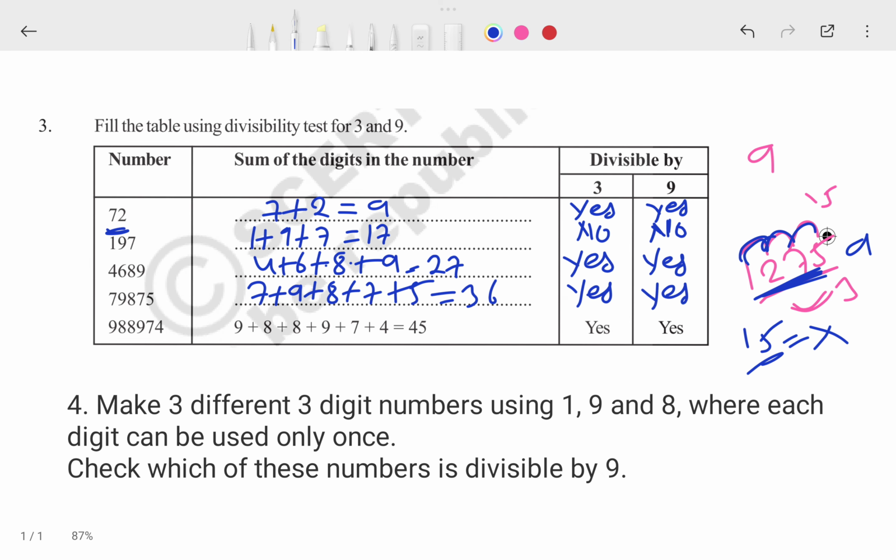So this is the divisibility rule of 9 and 3. The 9 and 3 rule is very simple. Add the digits, and if the sum is divisible by 3, the number is divisible by 3. If it is divisible by 9, the number is divisible by 9. These are very simple ones.